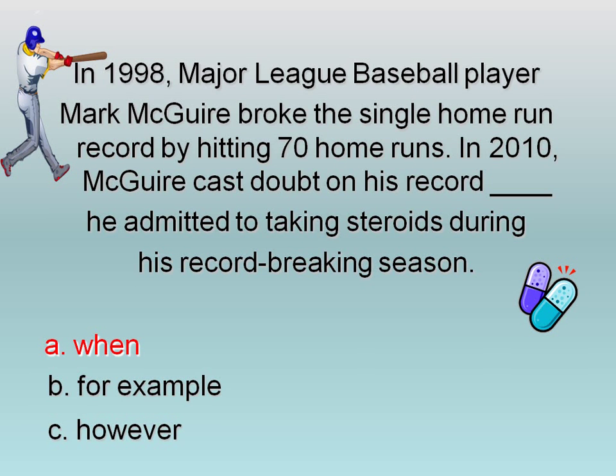Mark McGwire's record of hitting 70 home runs was quite a feat, even for a natural and talented athlete like McGwire. His accomplishment was tarnished the moment he admitted to using performance-enhancing drugs. Until he admitted drug use, his record stood as evidence of his natural ability. Thus, the transition when best expresses the relationship between ideas in the second sentence.